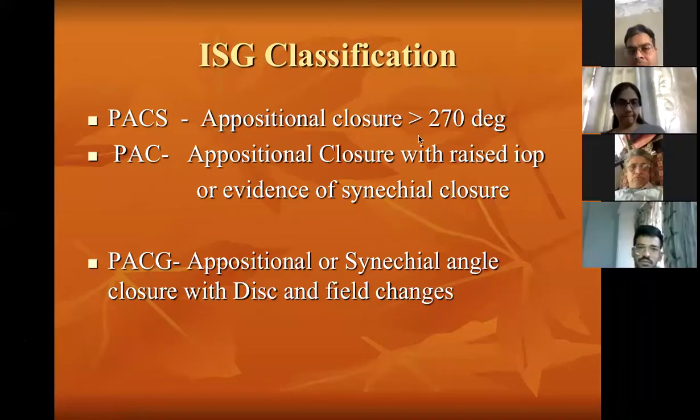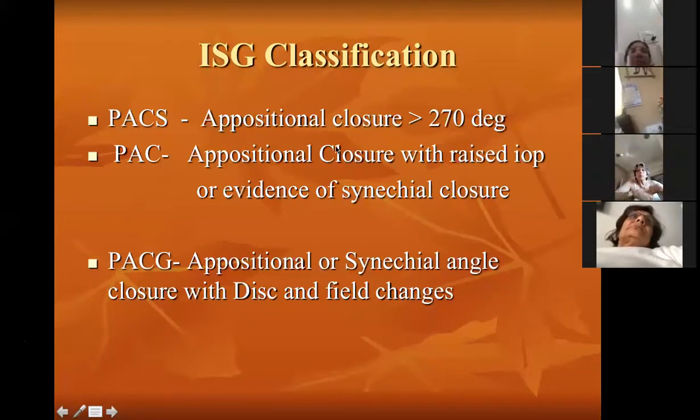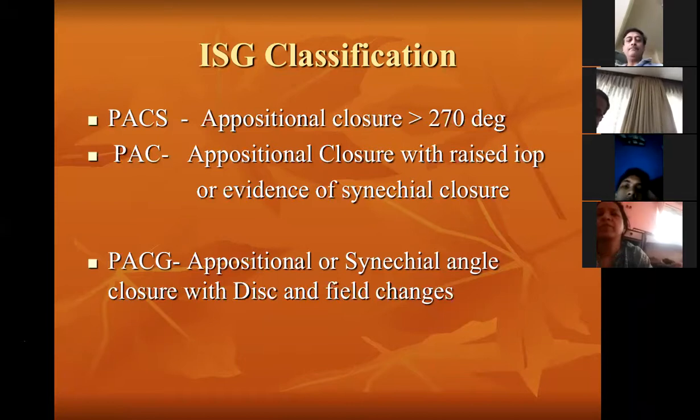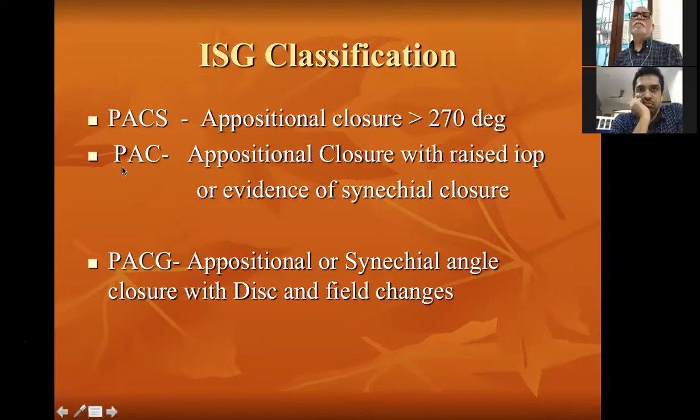But if you have appositional angle closure with raised intraocular pressure, or you see evidence of synechiae, when you do the indentation, in some places you may see the iris continues to remain stuck to the trabecular meshwork because of synechial formation. And when you see this, immediately your classification changes to PAC. This is called primary angle closure. The suspect is removed from here.